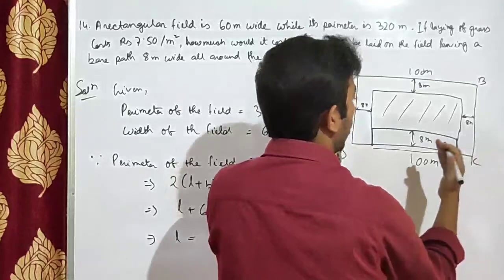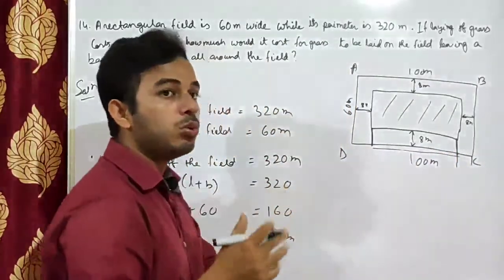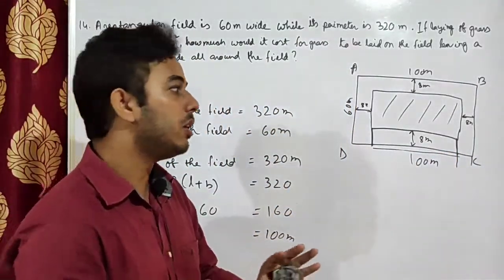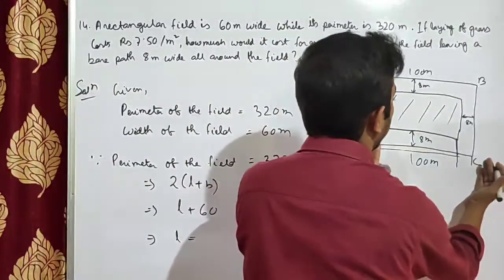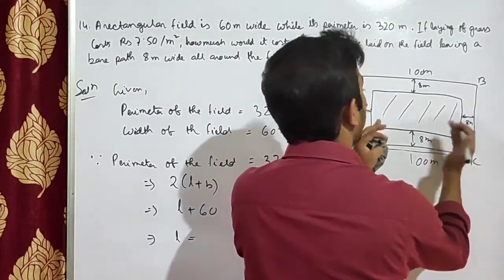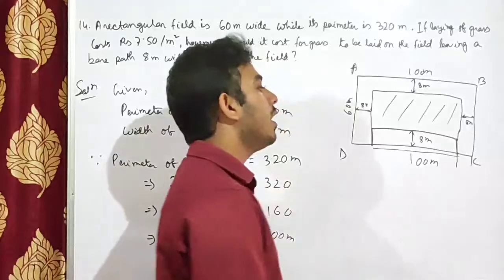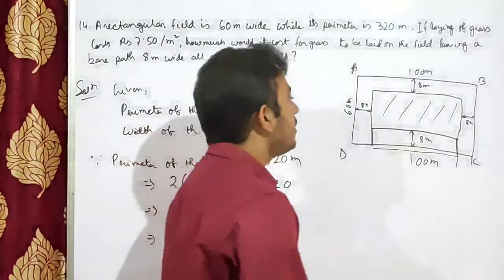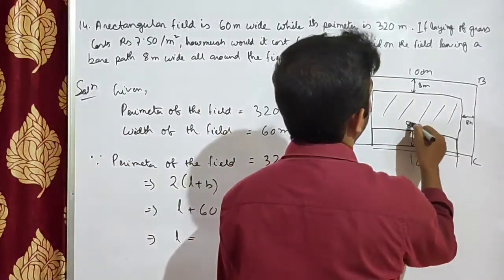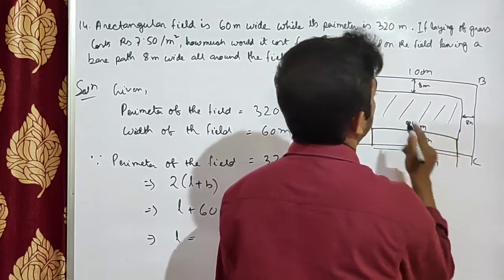So if we deduct all total, we have deducted how much? 8 into 2, isn't it? 8 into 2 is how much? 16 meter. So from both the sides we have deducted 16 meter. So what will be the length? 100 minus 16 is how much? 100 minus 16, it is 84, isn't it? So the length of this will be 84 meter.